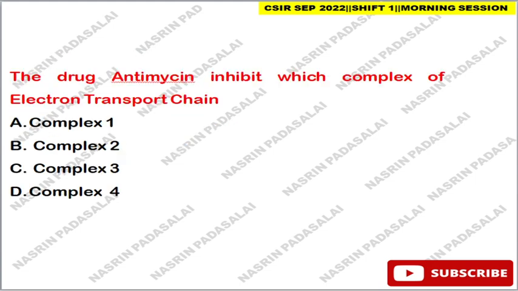Next, the drug antimycin inhibits which component of the electron transport chain? The drug is synthesized as a secondary metabolite by Streptomyces bacteria. It inhibits the flow of electrons through complex number 3 of the electron transport chain by blocking the passage of electrons from site B to site C. Okay.